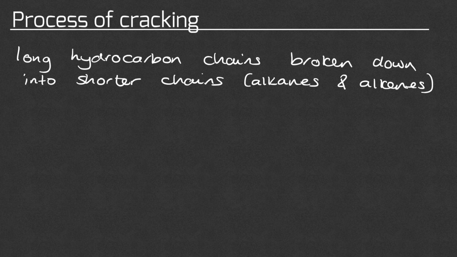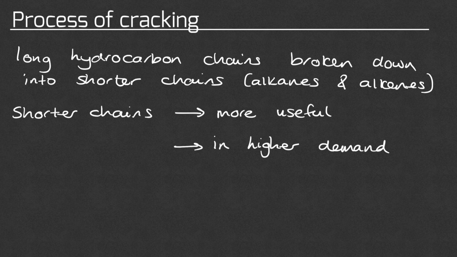Cracking is the process through which long hydrocarbon chains are broken down into shorter chains. We can break a long hydrocarbon down into an alkane and an alkene. This process is carried out because shorter chains are more useful and in higher demand. So from the process of fractional distillation which we've just looked at, we have lots of long chain hydrocarbons left over which there isn't much use for, and we have a lot of them. We need more shorter chains because they're more useful.